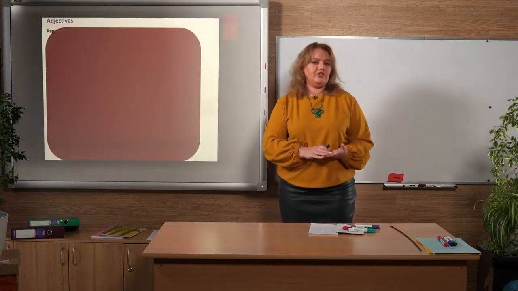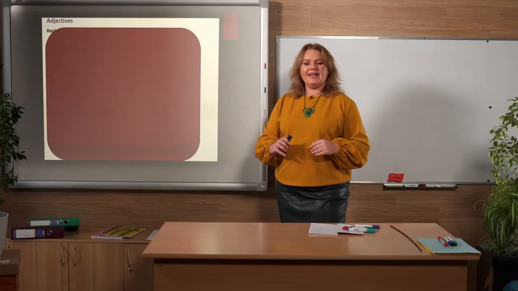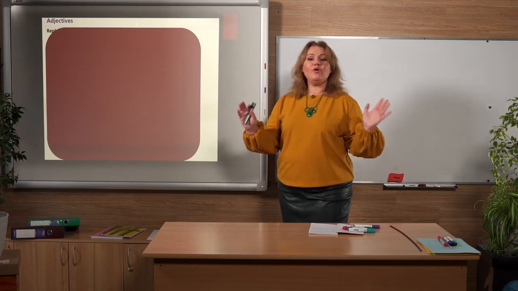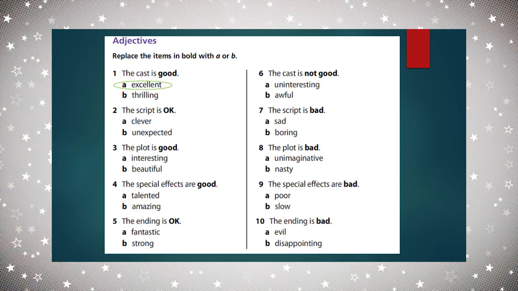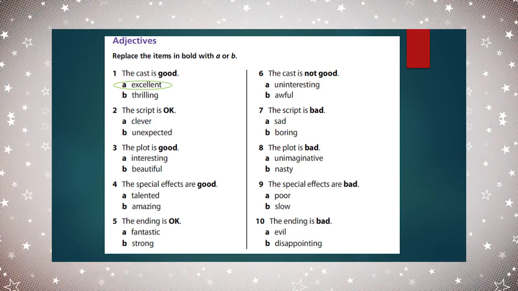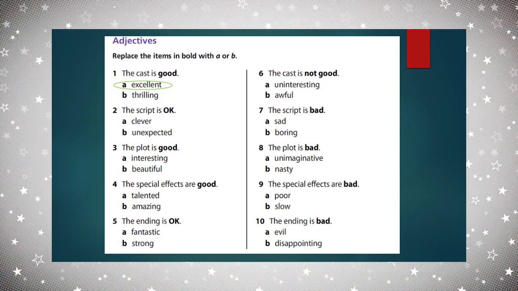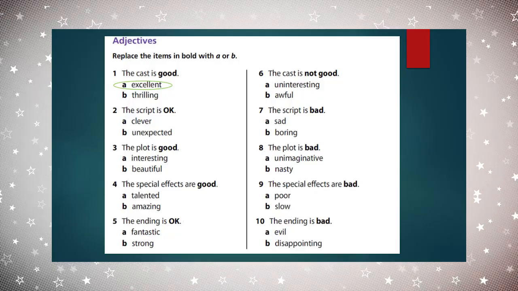We're going to talk about adjectives. So in order to describe the film, which adjectives can you use? Interesting, fantastic, stunning. What else? Boring, dull, exciting, thrilling. Let's have a look at the task. We have a lot of adjectives here. So, as you see, interesting, uninteresting, awful, sad, boring, unimaginative, or nasty. What does it mean, nasty? Nasty is unpleasant.